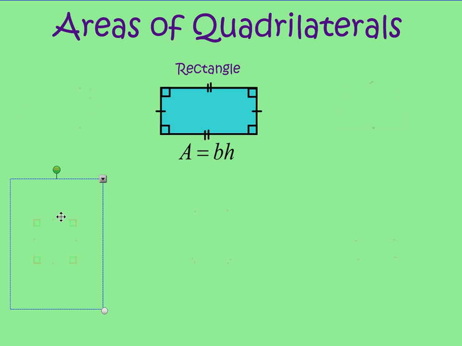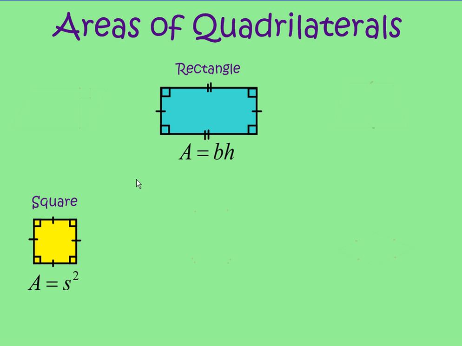You have the area of a square. An area of a square is just side times side, so it's side squared. And that's really all that we knew before. But some of these are very similar.